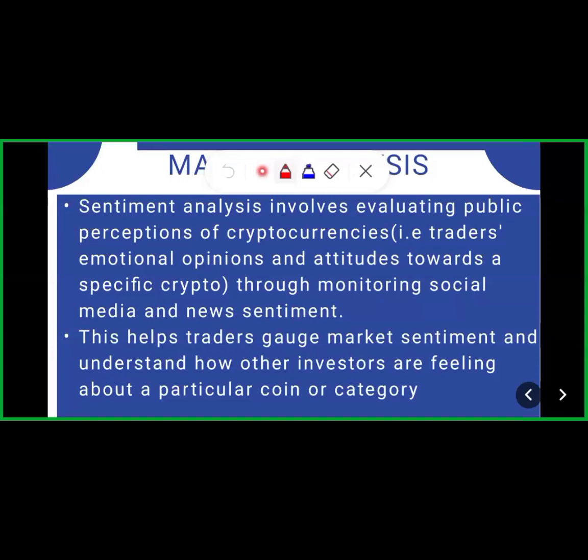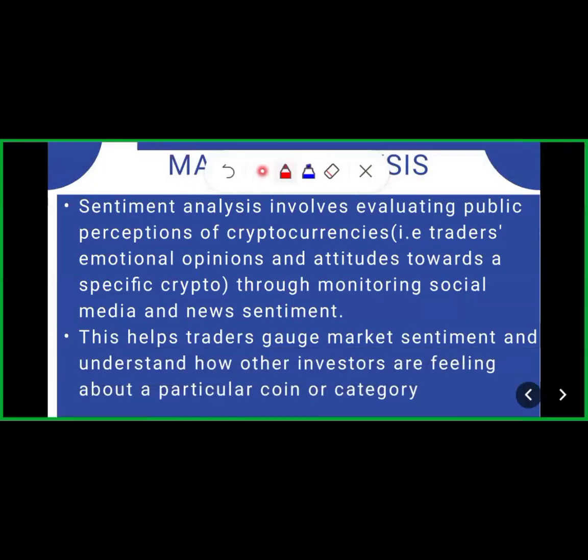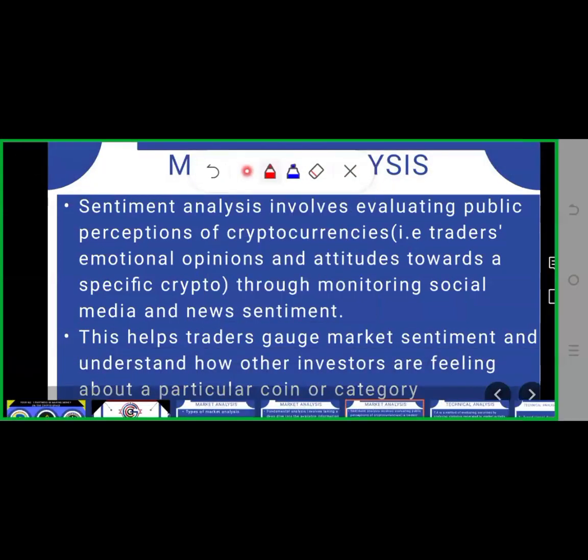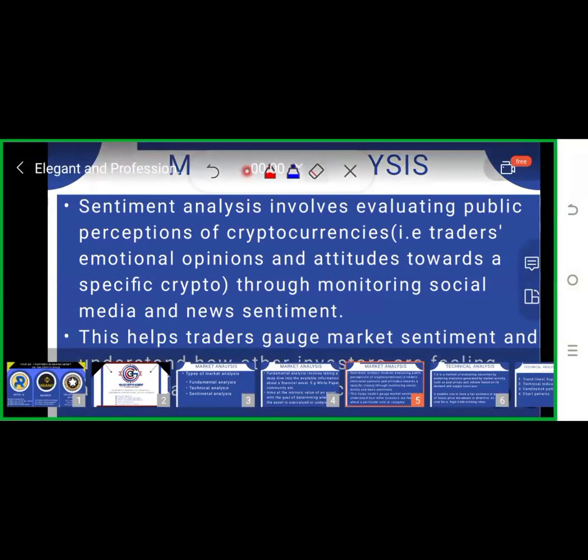Why do most people rely on this? When you're a sentimental analyst, this information helps you as a trader gauge the market sentiment, so that you understand better how other investors are feeling about that crypto, and you can make a decision on whether to invest or not. So that is sentimental analysis.